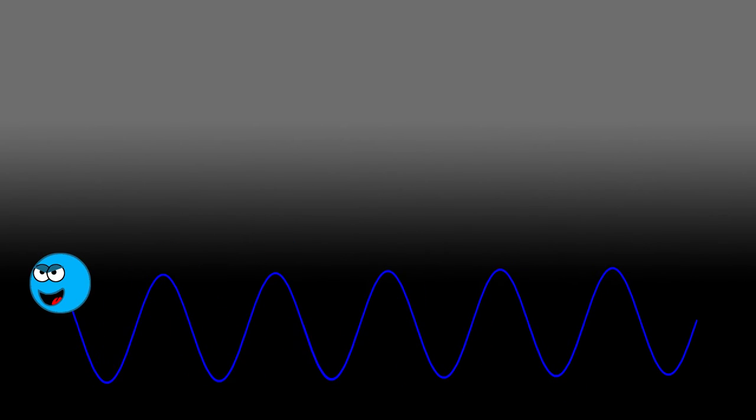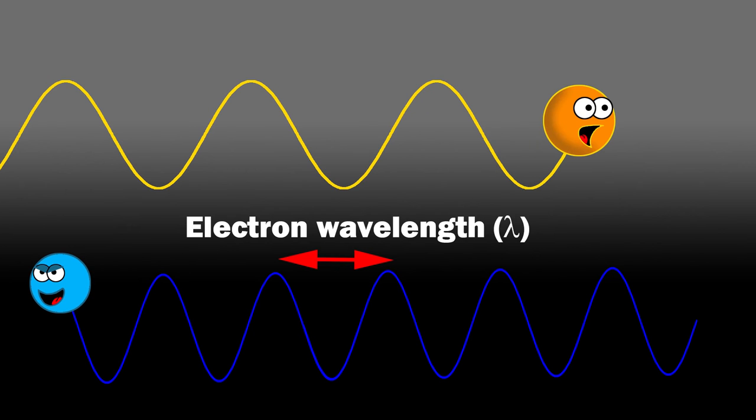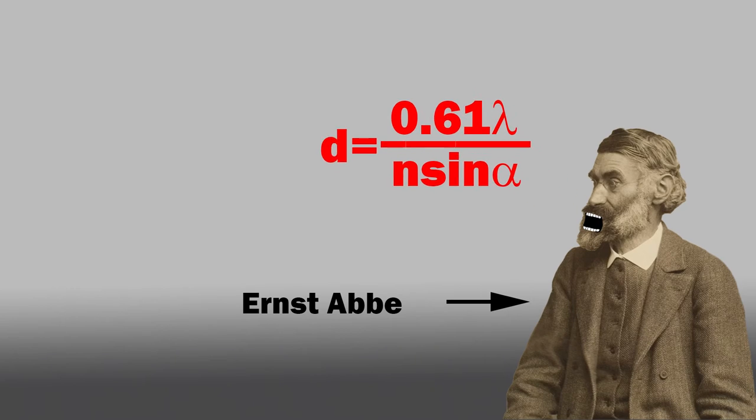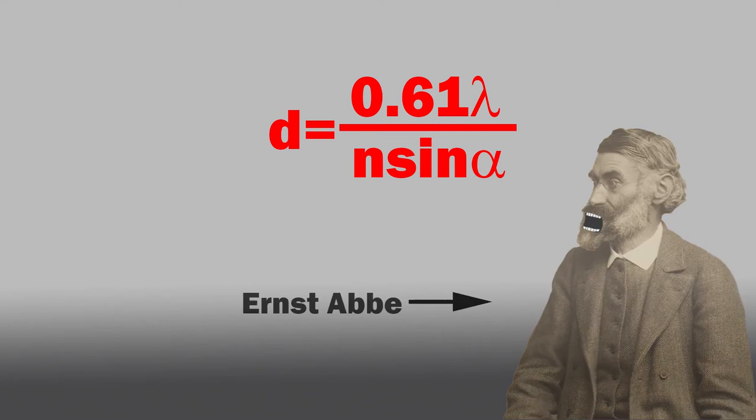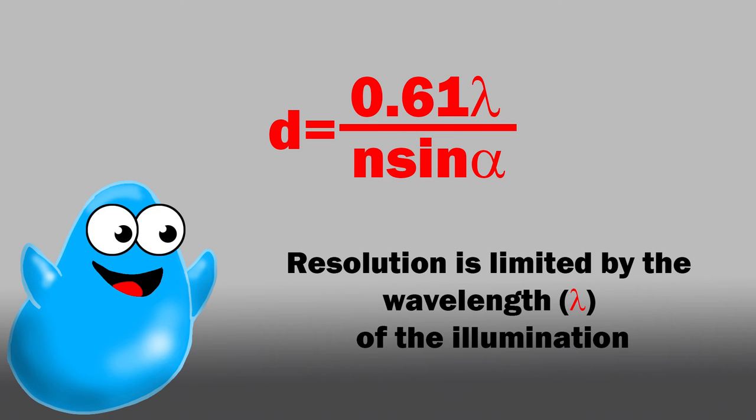Just like photons, electrons also travel like a wave, but the wavelength of the electron is way smaller than the wavelength of the photon. Abbe, the really smart scientist whose equation we just looked at, discovered that the resolution of a microscope is limited by the wavelength of the illumination used to form an image.